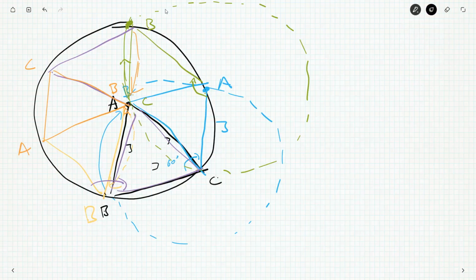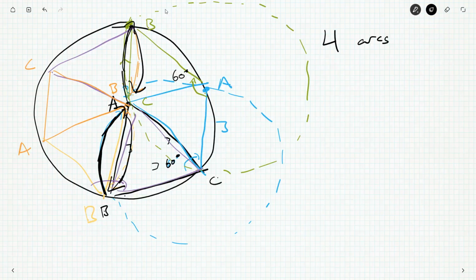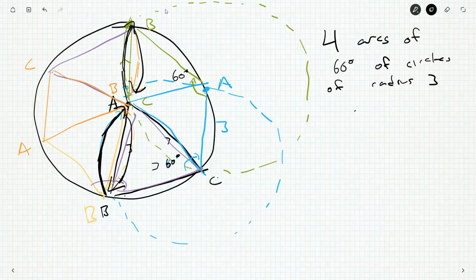So, let's just highlight B's journey. B moves along this arc, and then along this arc. These are 60-degree arcs along circles of radius 3. Then it moves back along the same sort of length arc. So it does 4 of these. 4 arcs of 60 degrees of circles of radius 3. Okay, so how do I figure out an arc length?